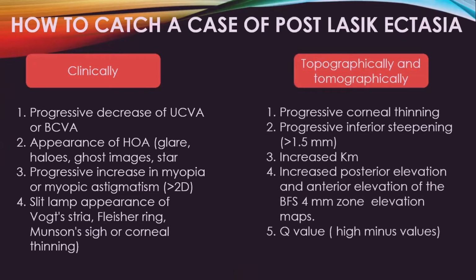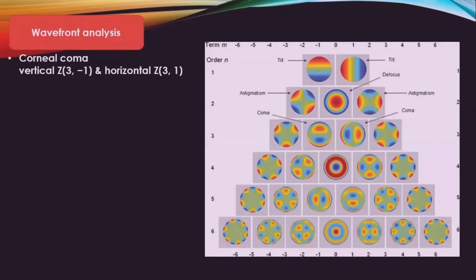Topographically, we can see a progressive cornea thinning, progressive inferior steepening of more than 1.5 millimeters. There is an increase in the mean keratometric readings, increase in the posterior elevation and the anterior elevation of the best fit sphere. And the Q value, we can see a high minus value, because normally post-myopic LASIK ablation will yield a plus Q value. If we see a high minus value, this is again a diagnostic criterion.